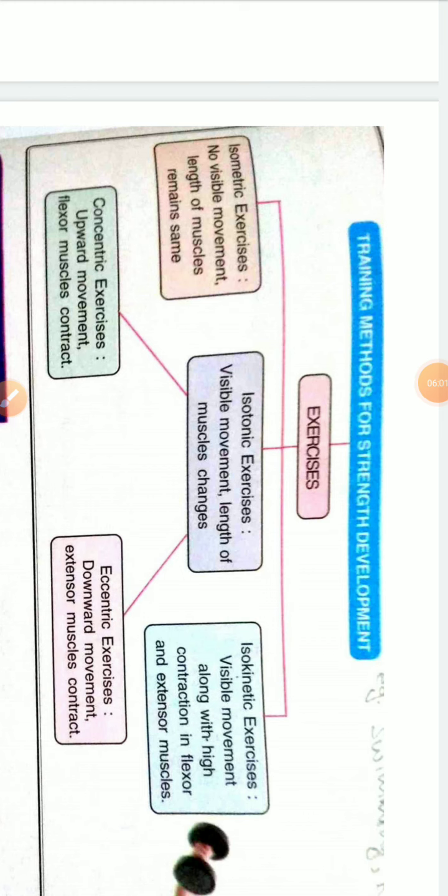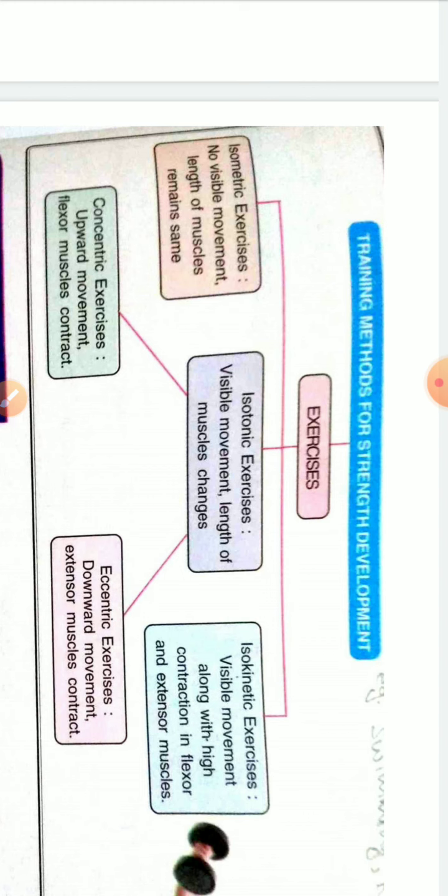Training methods for developing strength. How will you develop your strength? There are three methods to develop strength: isometric exercise, isotonic exercise, and isokinetic exercise. Isometric: iso means same, metric means length. So, in isometric exercise, the length of the muscle will remain the same.